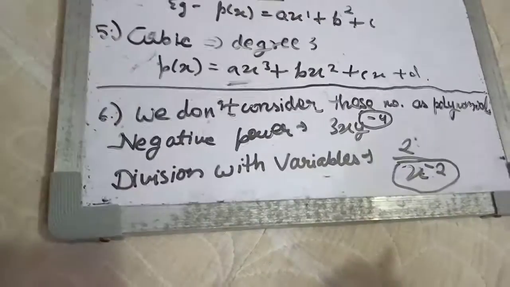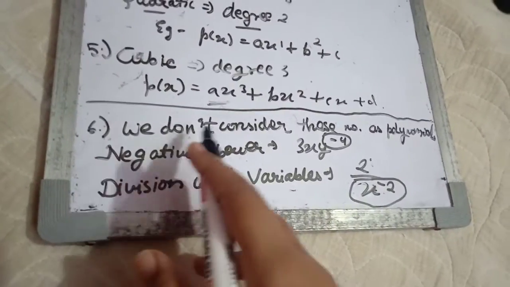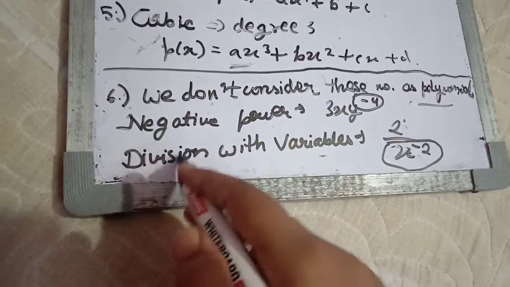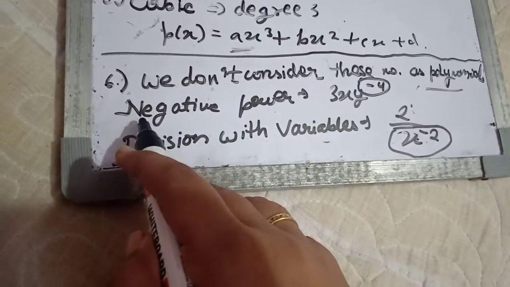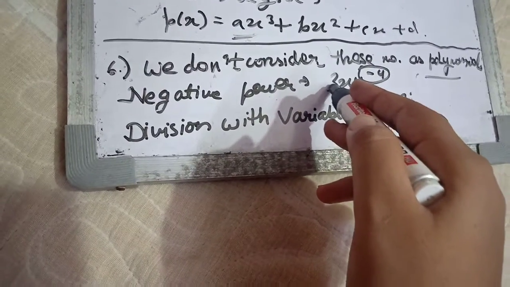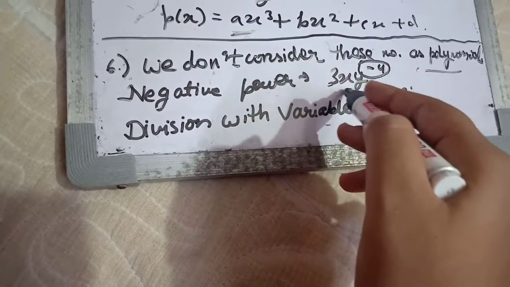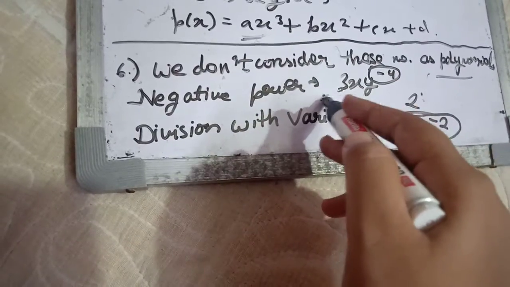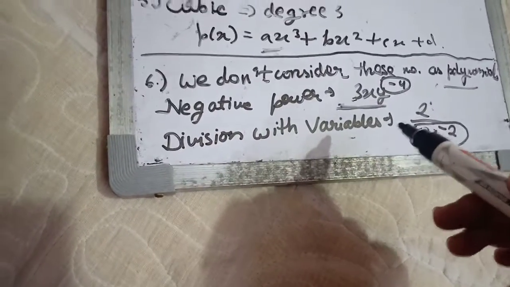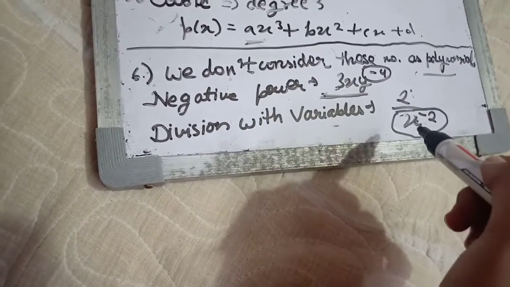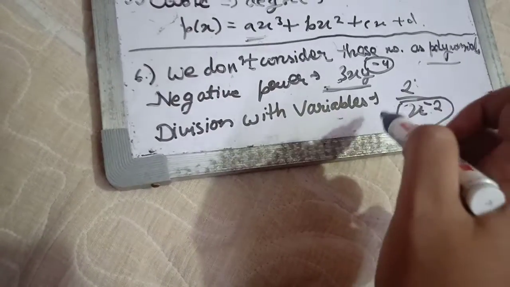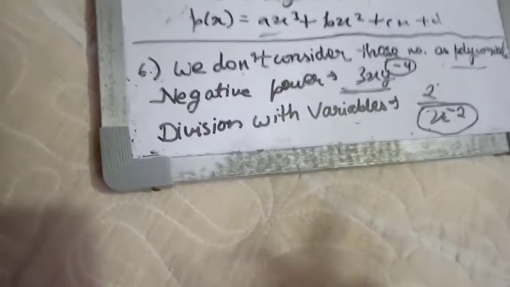Now sixth point. So the sixth point is we don't consider these numbers as polynomials. So we do not consider these numbers as polynomials. The first is negative power. Those numbers whose power is negative, like -4 is the power, so we will not consider this as a polynomial. Now division with variables. So if the division is with variables as in x minus 2, so we will not consider this also as polynomial.